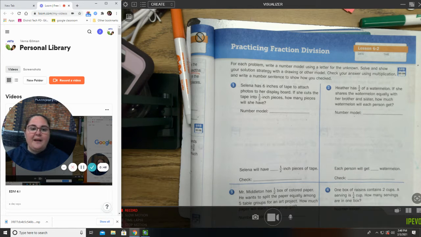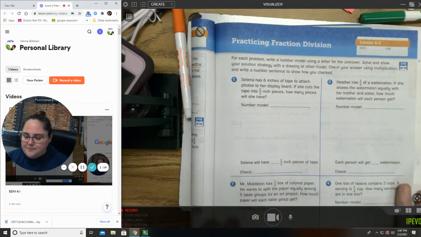For each problem, we're going to write a number model using a letter for the unknown. Solve and show the solution strategy with a drawing or other model. Check your answer using multiplication and write a number sentence to show that you checked. This goes along with, I believe it was lesson 5.13 or 5.14, and we did these steps all the way through, but some people still get confused. So I really want you to think through the process, slow down, and let's see what we can figure out.